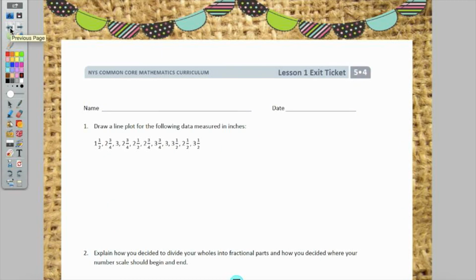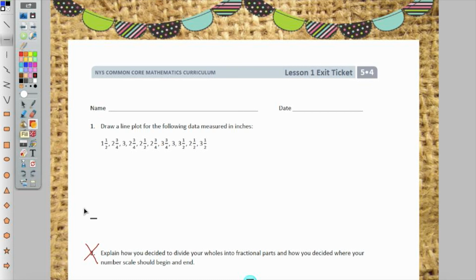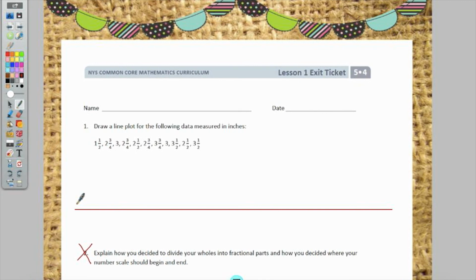Okay. All right. So on the exit ticket, you can cross off number 2. You don't have to explain anything to me. The only thing you have to do at 1:30 is make me a line plot. That's it. Now, the measurements are halves and fourths. What's the smallest measurement on here? 1 and 1/2. So let's start with 1. And what's the highest measurement? 3 and 3/4.